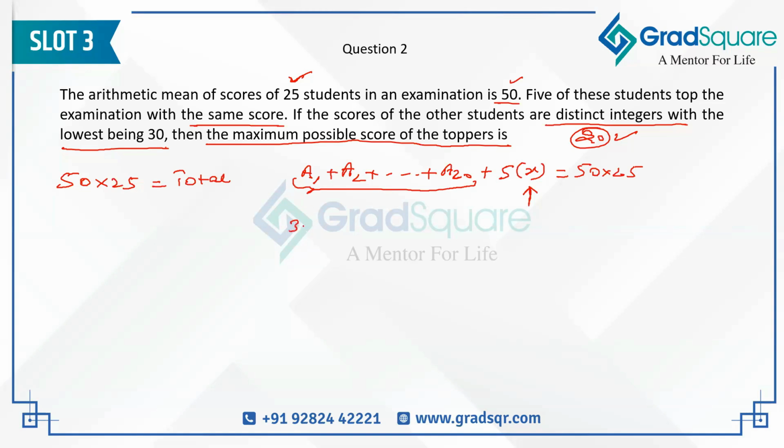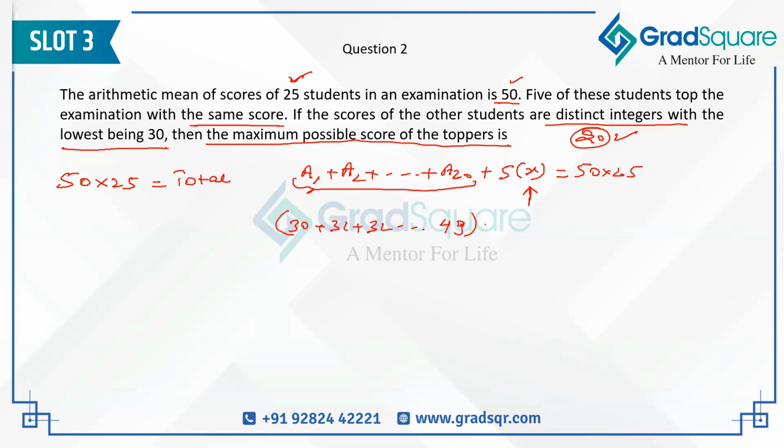Let me take A1 as 30, so no one is lower than 30. Then the next one should be 31. Then the next lowest possible should be 32. And I will go all the way up to what? I have to ensure that there are a total of 20 scores. So if I go up to 49, 49 minus 29 would give you 20 scores over here. You'll have to count these scores. So there are a total of 20 scores that you are looking at.